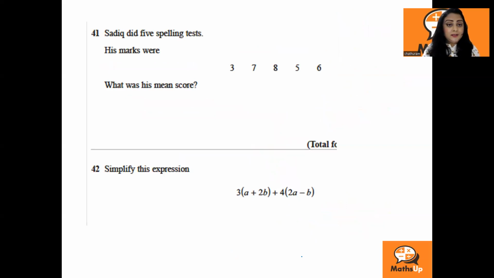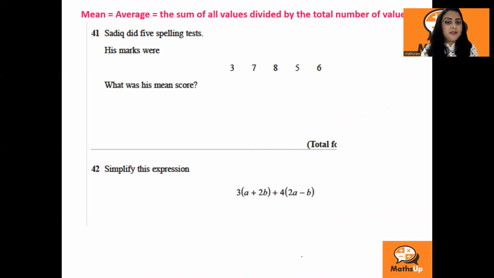Sadiq did 5 spelling tests. His marks were 3, 7, 8, 5, and 6. What is his mean score? Mean means average. That means the sum of all the values divided by the total number of values. So these are the marks that he got. That is 3, 7, 8, 5, and 6. So he has faced 5 tests, and these are the marks he got.